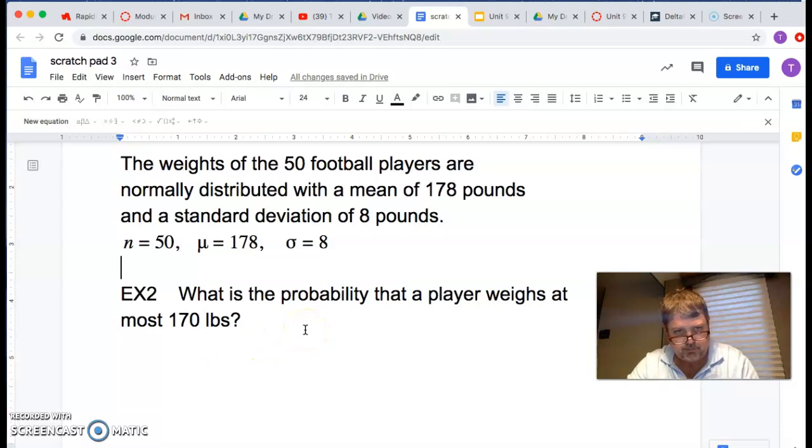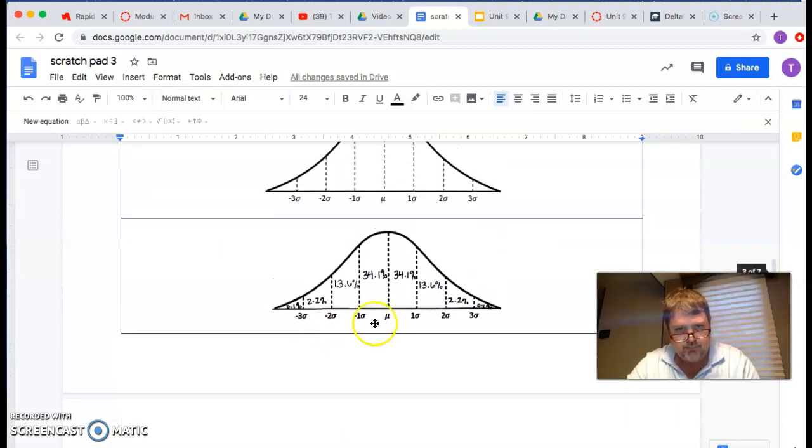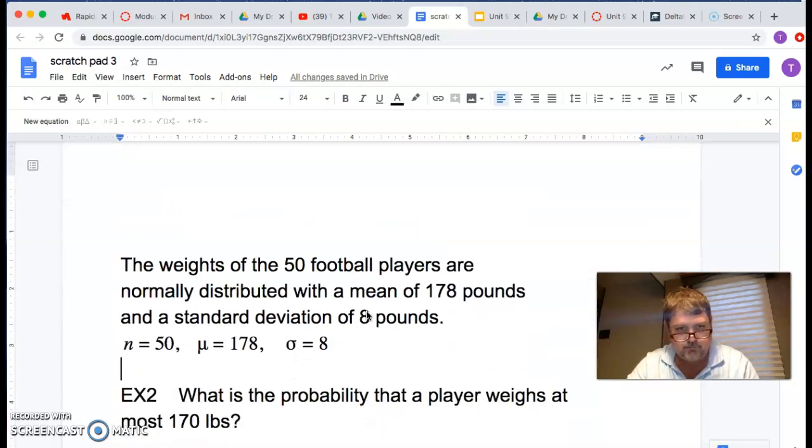So let's go look at our chart again and try to interpret what they're saying. And 170 is a standard deviation to the left of our mean, right? So we're talking about summing up all this area right here. So 13.6 plus 2.2 plus 0.1. All right, what does that give me? 13.6, that's 15.8, plus 0.1, so it sounds like 15.9%.